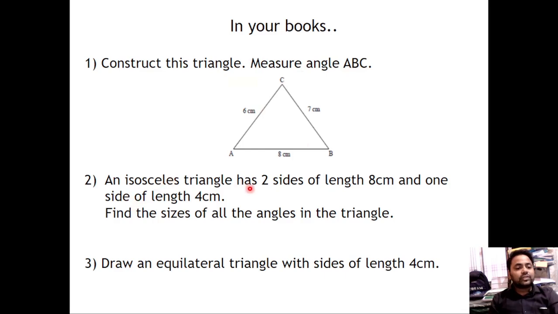Second, an isosceles triangle has two sides of length 8 centimeter and one side of length 4 centimeter. Find the size of all angles in the triangle. Draw an equilateral triangle with sides of length 4 centimeter.